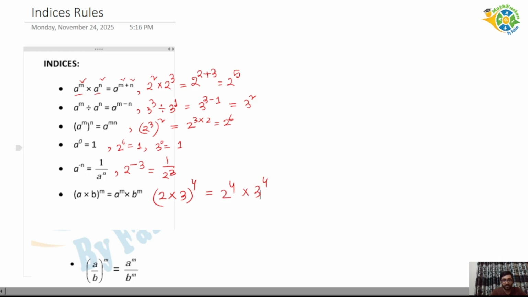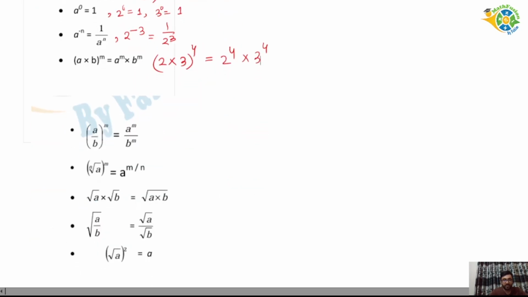The same goes if the two terms are in division form. So a and b are in division form with a whole power m, and m will be distributed to both a and b. So a to the power m over b to the power m. So 3 by 2 to the power 5 can be written as 3 to the power 5 by 2 to the power 5.